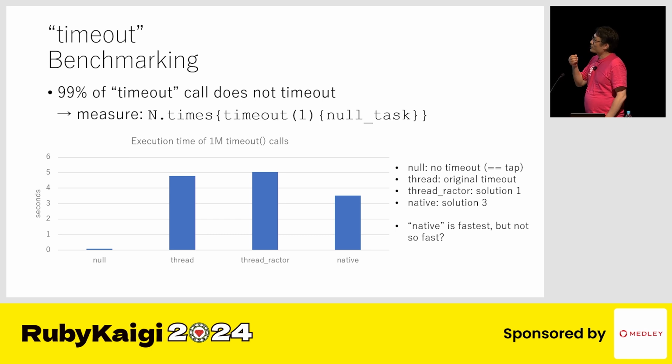I ran a null task. A null task means a 0-second task, so there is no timeout. I repeated this 1 million times. On the thread-based solution, the per-Ractor timeout thread system takes 5 minutes, but the native system, solution 3, only takes 3 minutes 3 seconds. So it's faster, but not so much faster.